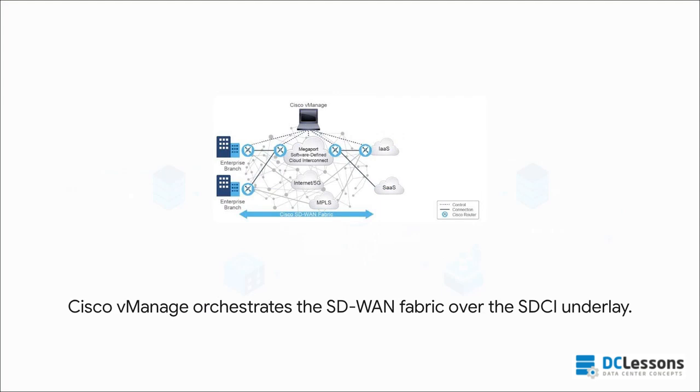All right, pay attention because this slide is the key to this entire solution. Let's break it down. At the very top, you have Cisco vManage. That's the brain of the operation, the single orchestrator for the whole thing. Now that blue line at the bottom, that's the Cisco SD-WAN fabric. This is our intelligent overlay that gives us end-to-end security, application-aware routing, and consistent policy. And in the middle, you have the SDCI provider's cloud fabric, our high-performance underlay.